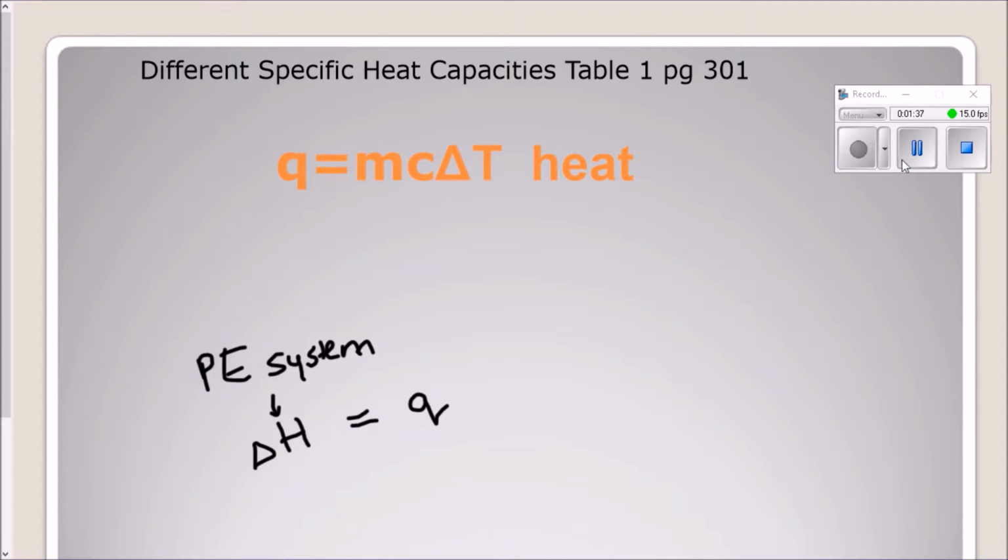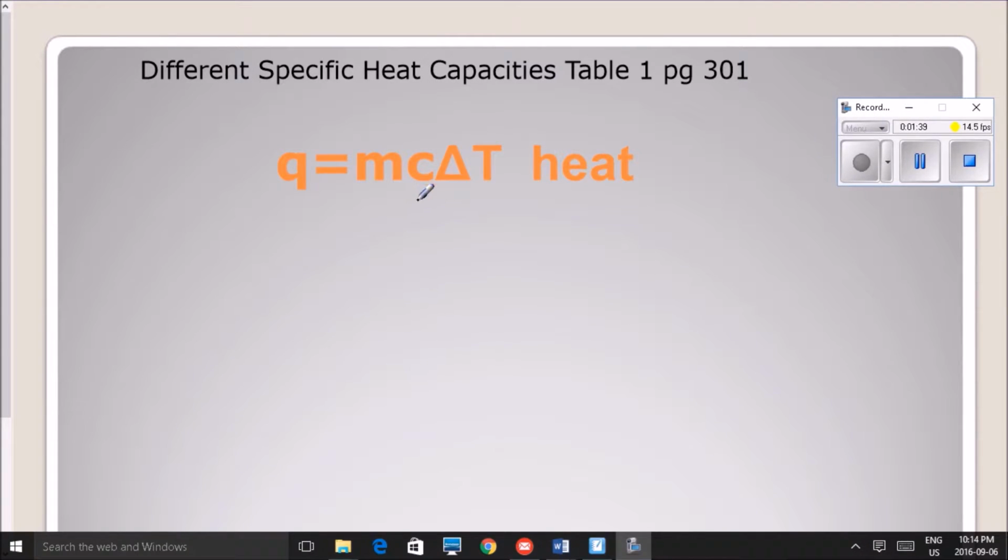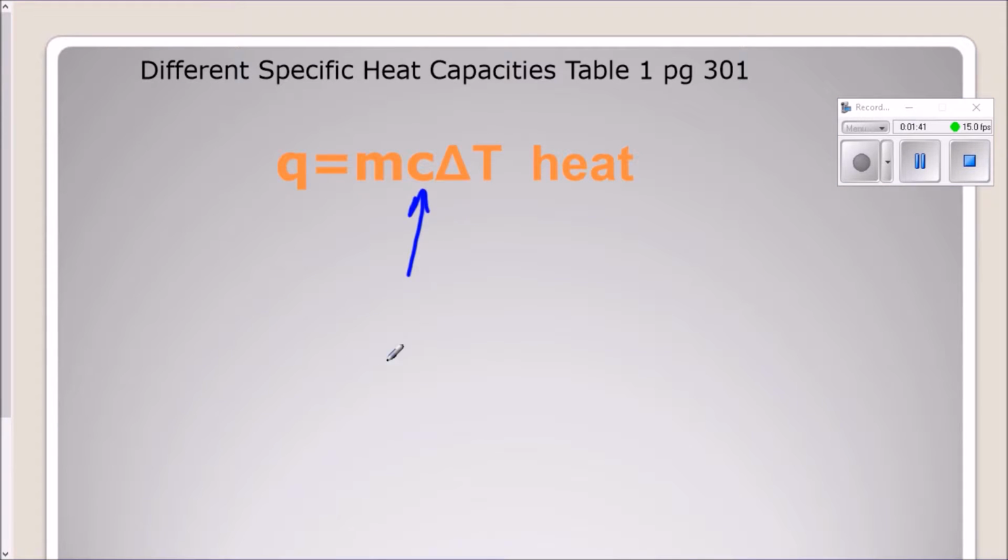Well, it really depends on the substance that we're talking about. Now this is C, which is called the specific heat capacity. Sometimes it's represented by C with the subscript S, and for water, for example, it's 4.18 joules per gram times degrees Celsius. You have to look at the specific heat capacity table on page 301, which I'll give to you. It means that it requires 4.18 joules to change 1 gram of water 1 degree Celsius.